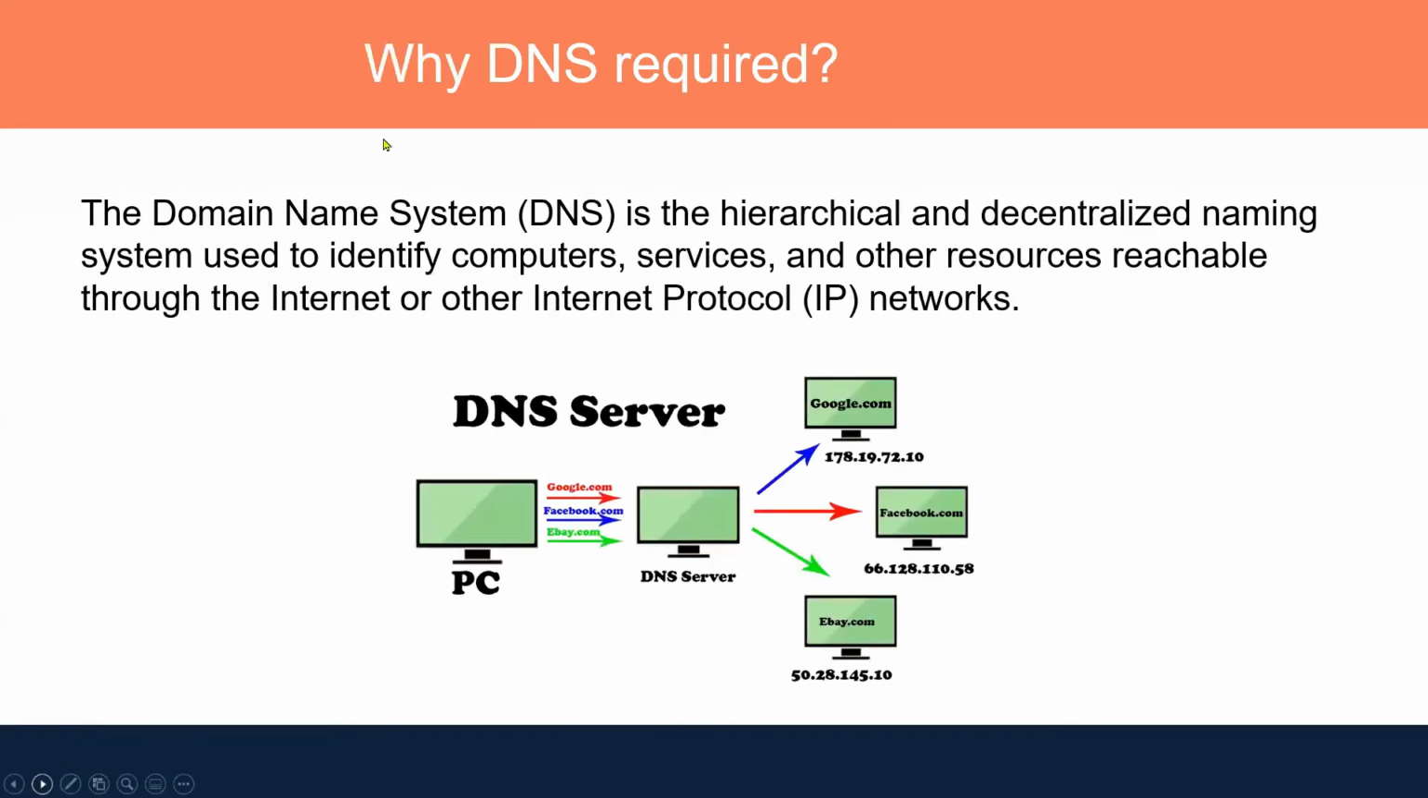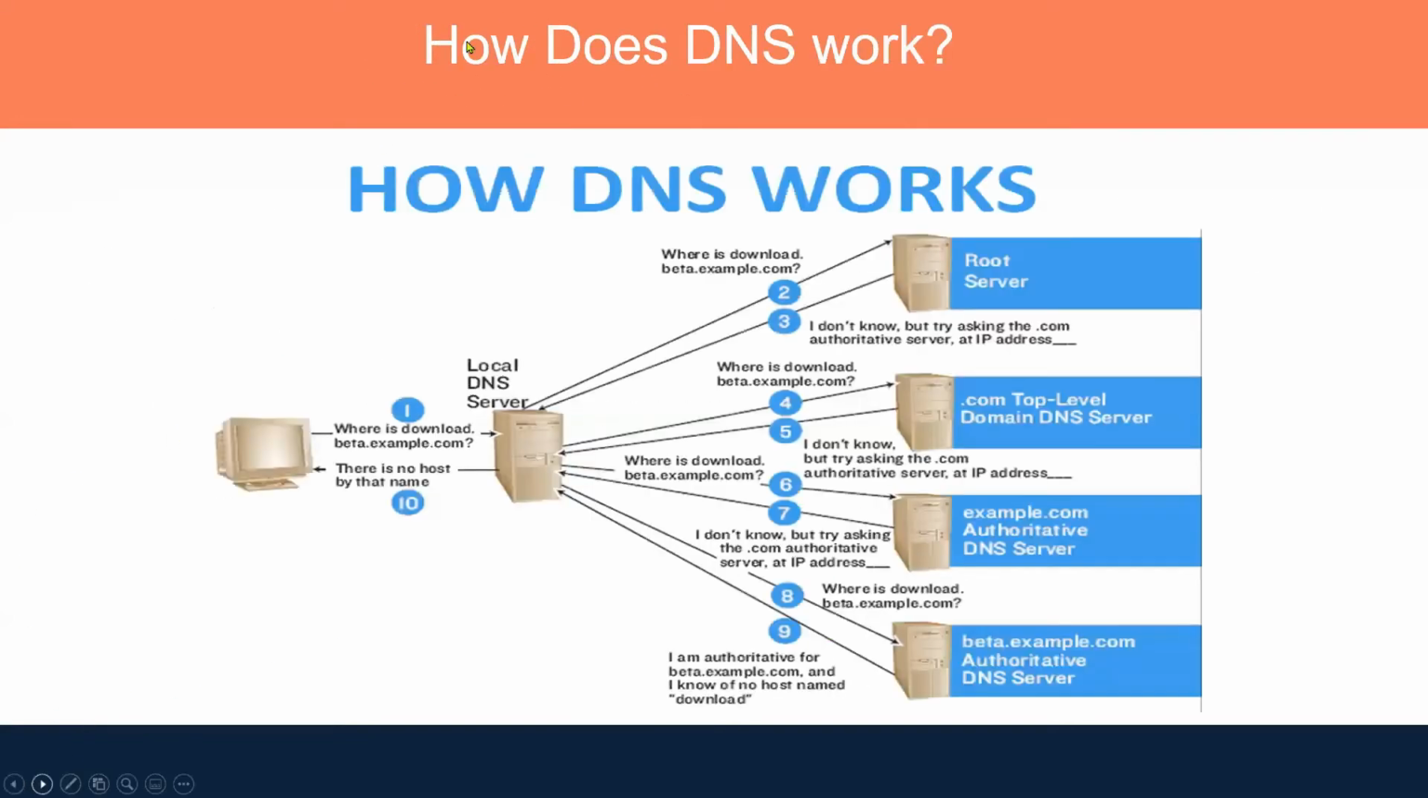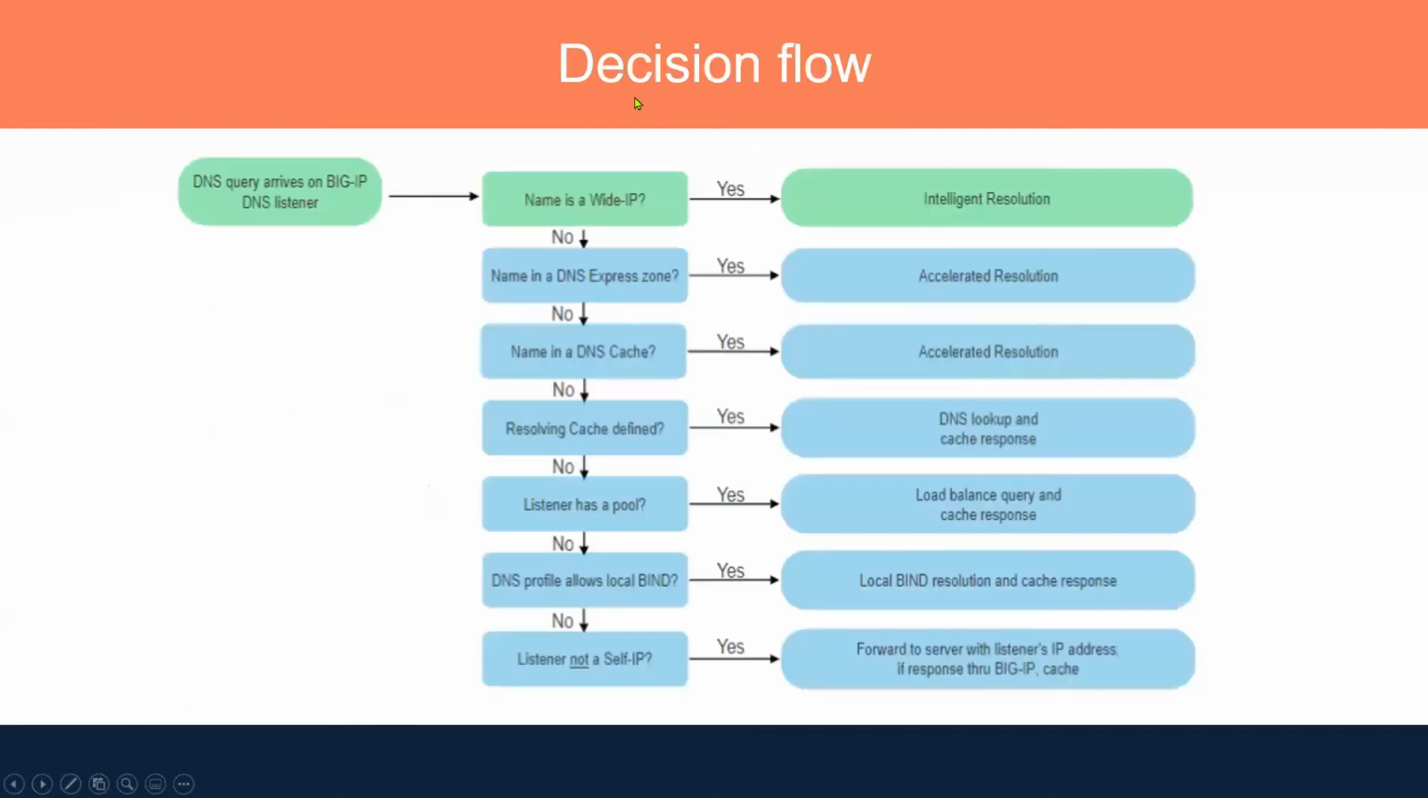All right. So we talked about DNS services. We talked about how DNS works. Now we are going to talk about how F5 is going to make the decision on how DNS resolution should happen. Okay. So in F5, there is a listener.